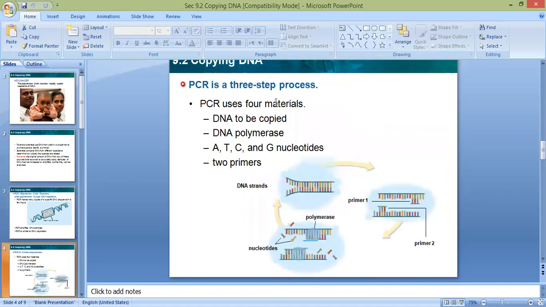Now PCR has 3 steps. It uses 4 materials. First, the DNA to be copied, DNA polymerase, and nucleotides, which are adenine, thymine, cytosine, guanine, and 2 primers. The 2 primers are important to let the DNA polymerase start copying the sequence.